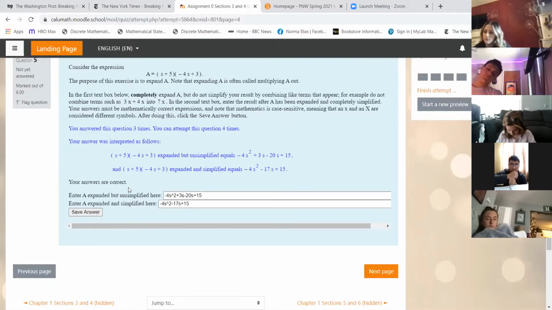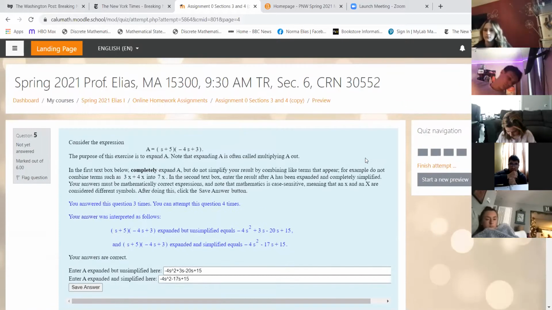Okay, your answers are correct. Now you have the right to 4 attempts. After that, you cannot do the problem anymore. So my advice to you is you take the problem, you do it on a sheet of paper very clearly, and then you enter your answer. Don't enter them immediately because you will lose your 4 attempts.